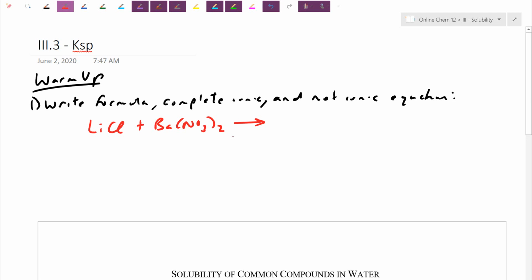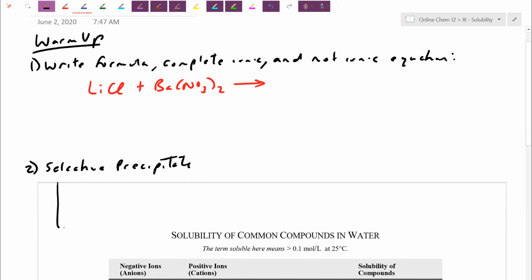And then in question number 2 here, a little bit more challenging, a selective precipitation. I'll leave myself a little bit of room there. For selective precipitation, I want to take a beaker that potentially contains 4 different anions. This sign here is actually the negative ions. This beaker may contain some sulfide anion. It may contain some chloride. It may contain some carbonate and hydroxide.